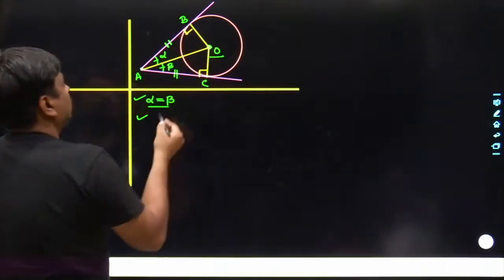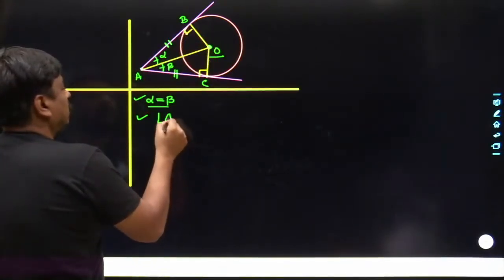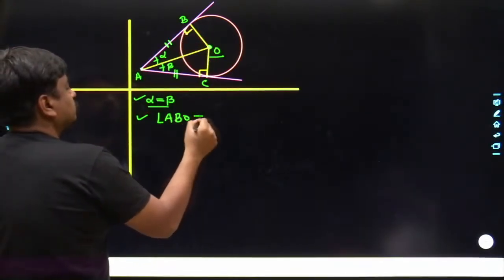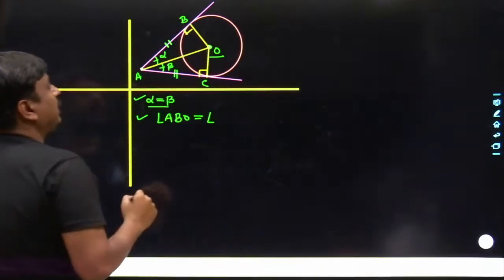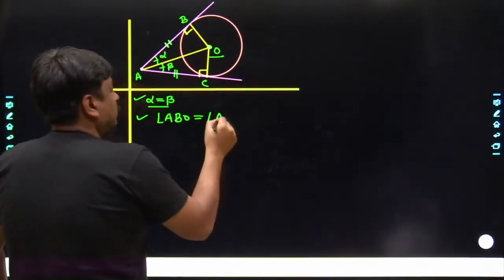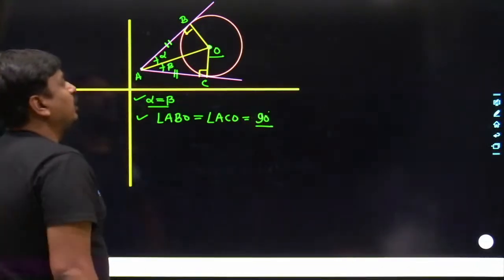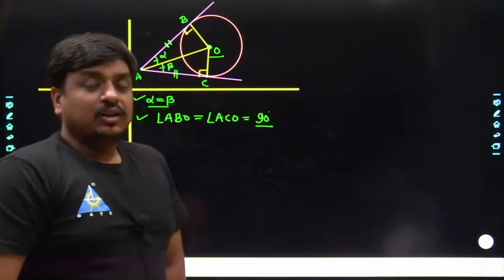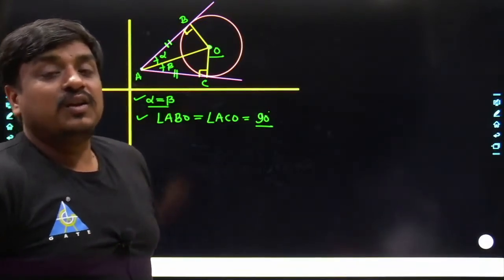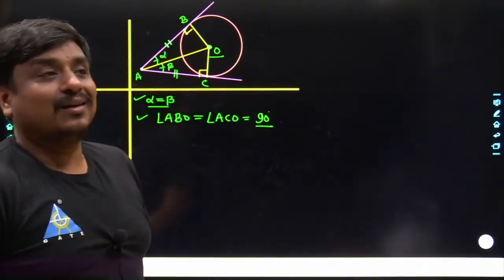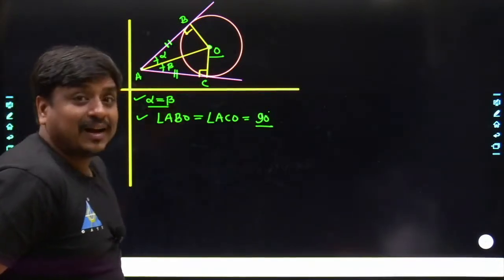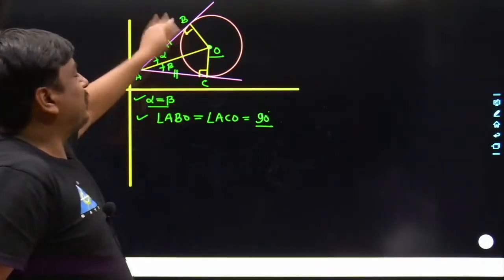And here you get angle ABO equals angle ACO, and that equals 90 degrees. So in future you may expect problems to be asked based on the concept of a right angle triangle, because it has already become a right angle triangle.